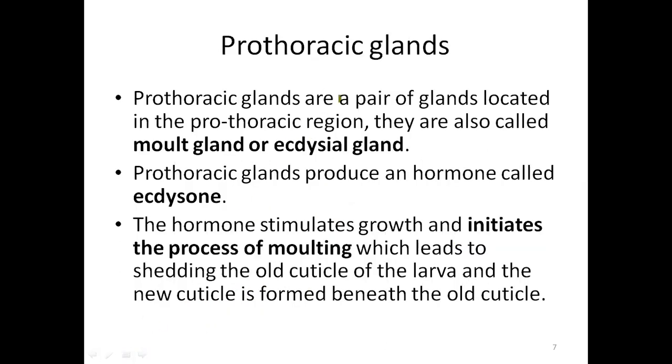Now, what about the prothoracic glands? The prothoracic glands are stimulated by the PTTH that is produced by the neurosecretory cells of the brain, and stimulation of prothoracic glands results in formation of ecdysone. This is the molting hormone which initiates the growth and the process of molting, resulting in shedding of the old skin, and there is successful formation of the new skin.